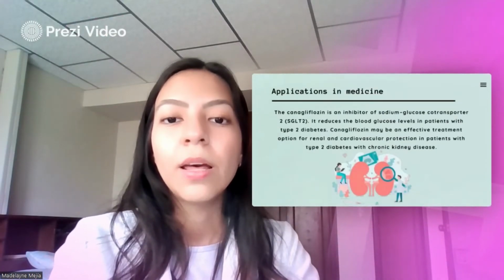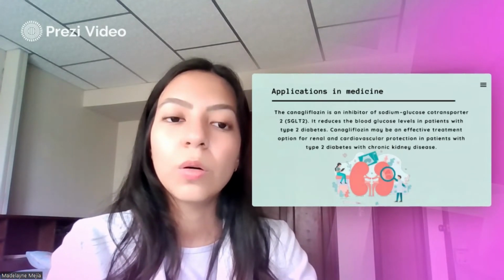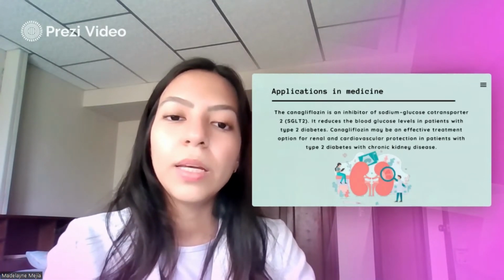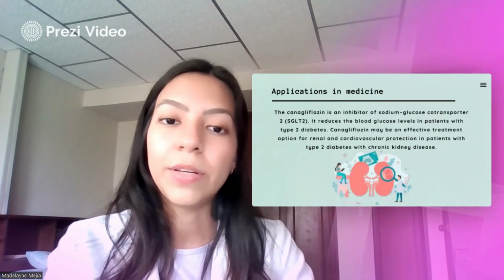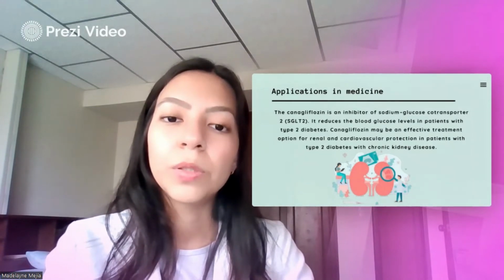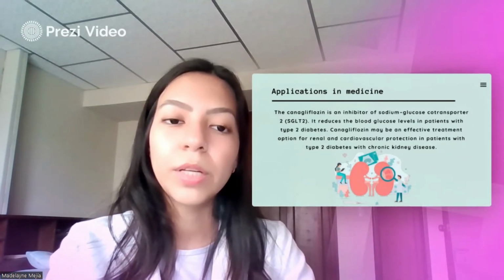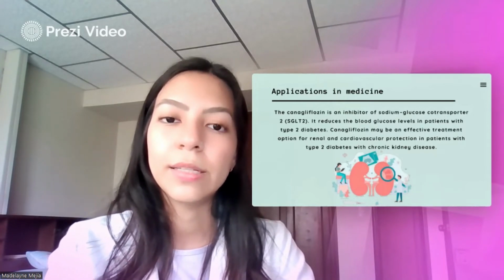Applications in medicine. Canagliflozin is an inhibitor of sodium glucose cotransporter 2. It reduces blood glucose levels in patients with type 2 diabetes. Canagliflozin may be an effective treatment option for renal and cardiovascular protection in patients with type 2 diabetes with chronic kidney disease.